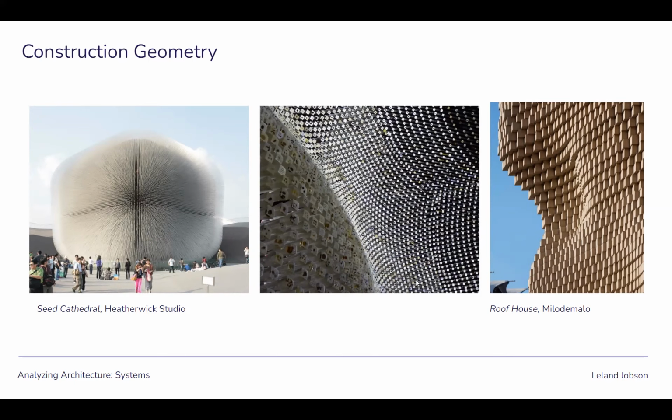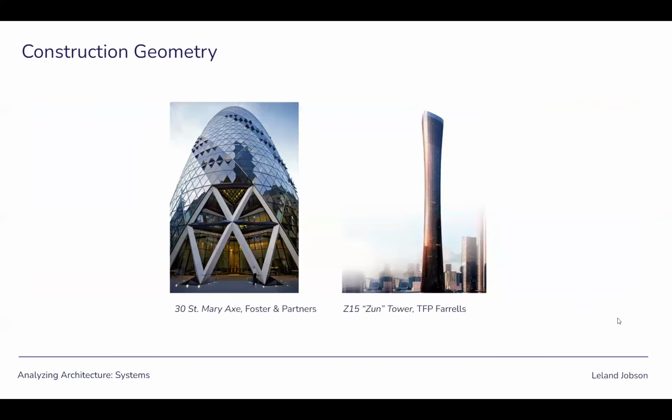This kind of technique is popular. I think maybe right now a little bit less so, but kind of having a guide surface where you have objects that are arrayed on that surface that are shifting gives it a cool parametric effect. This is the roof house by Milo de Malo in Russia.